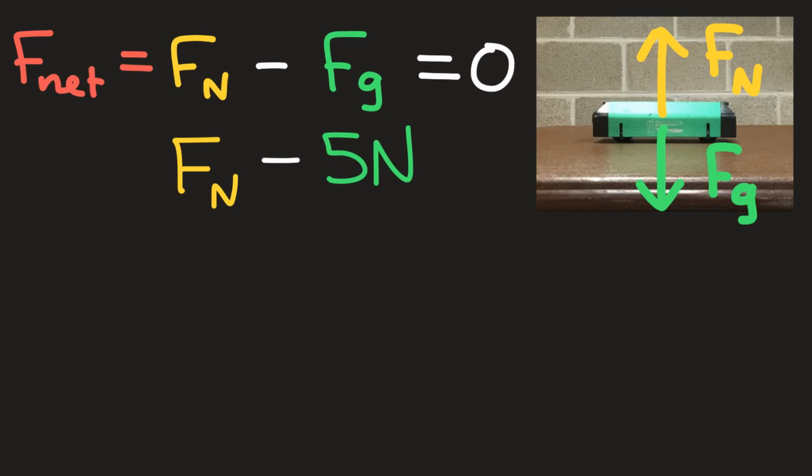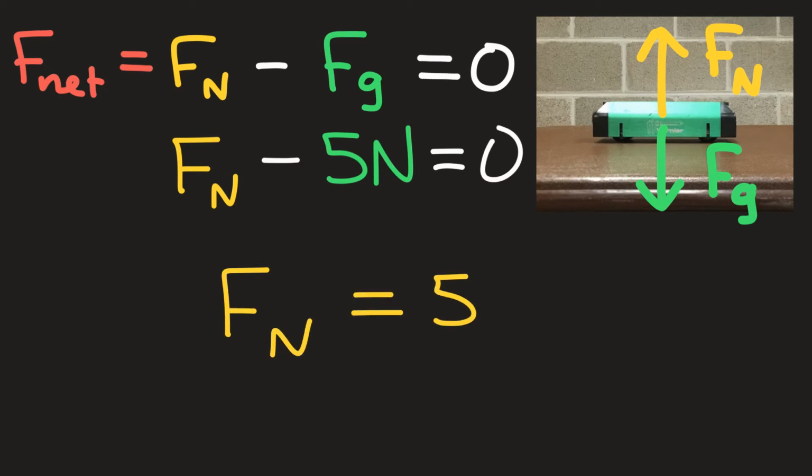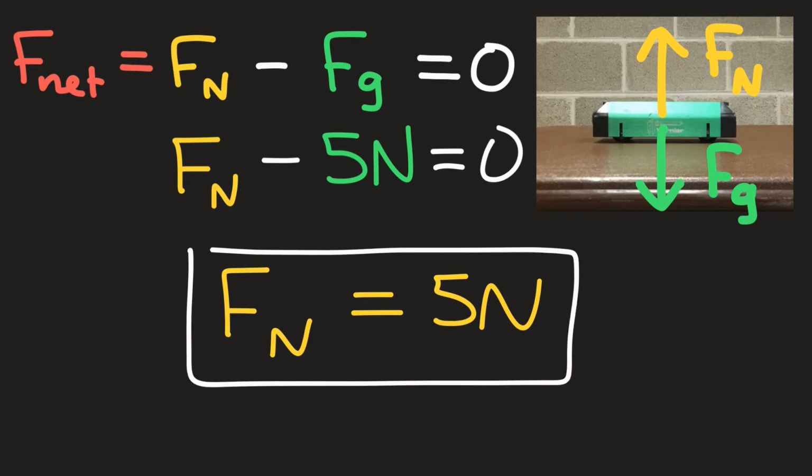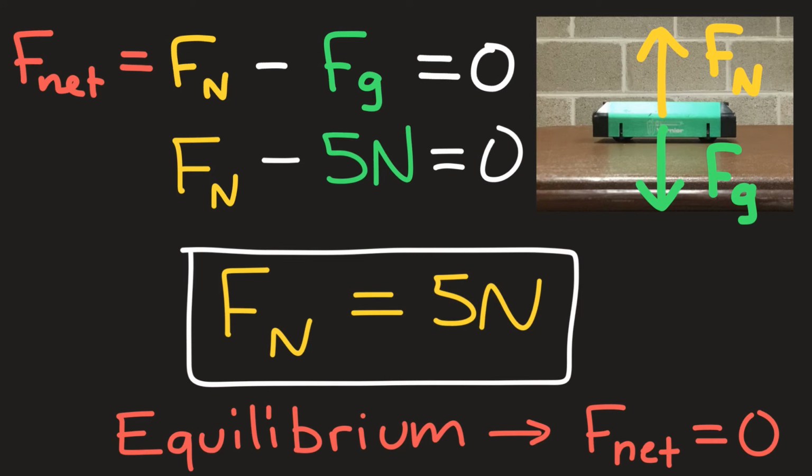So there you have it. Fn minus 5 newtons equals 0. So go ahead and solve for Fn. Well, there, Fn equals 5 newtons. The normal force is 5 newtons. The table pushes up on the cart with 5 newtons of force, equal to the weight. And that makes sense. After all, the cart is in equilibrium. Up forces equal down forces.